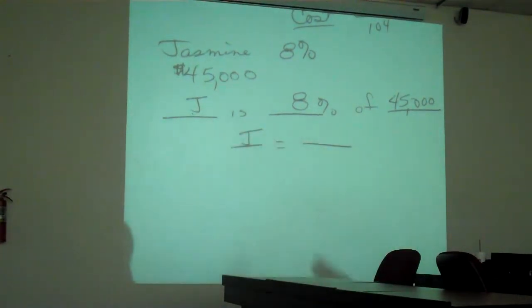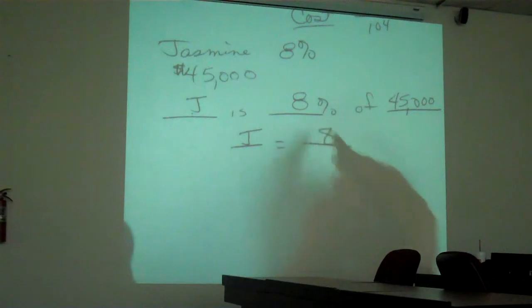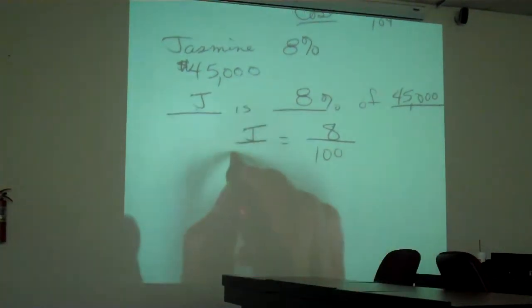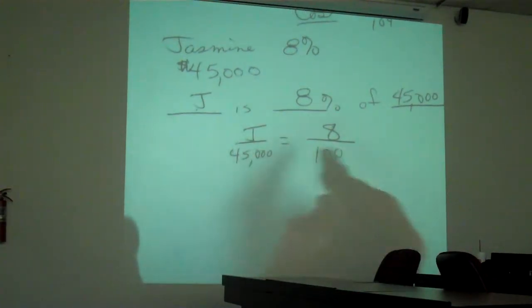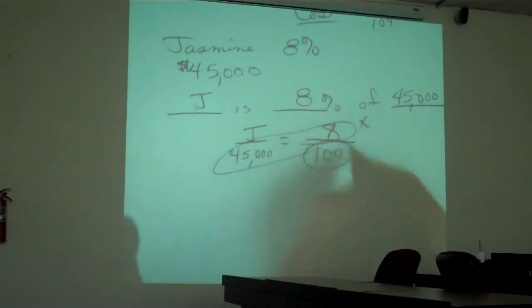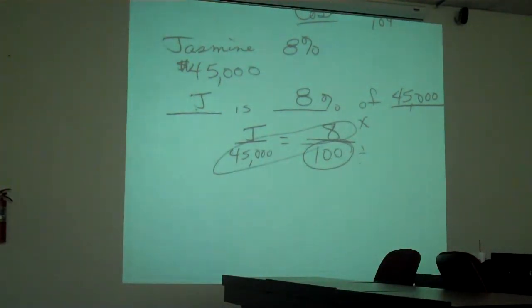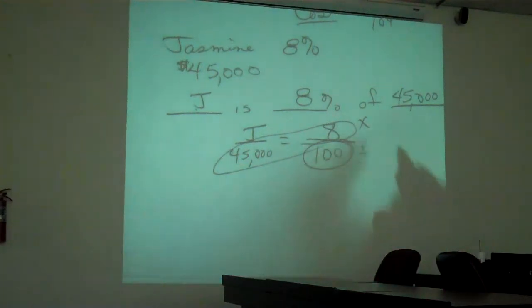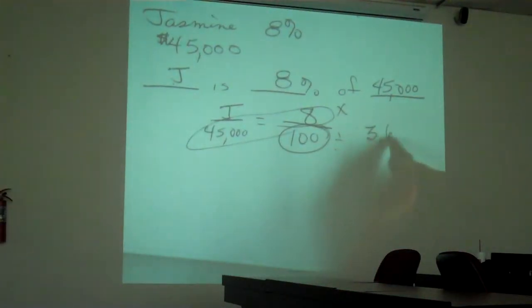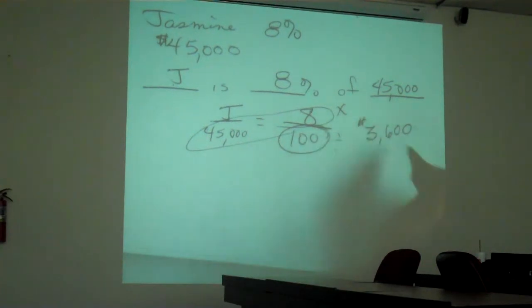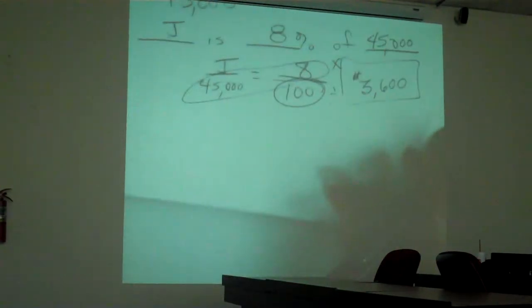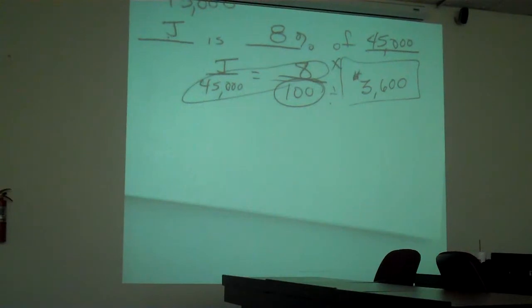So Jasmine's commission is 8%. 8 goes over 100 of 45,000. So just multiply those numbers, divide by 100. She got 3,600. That's pretty good. Hopefully she works somewhere she could sell that every week. Or even every month wouldn't be bad, huh?